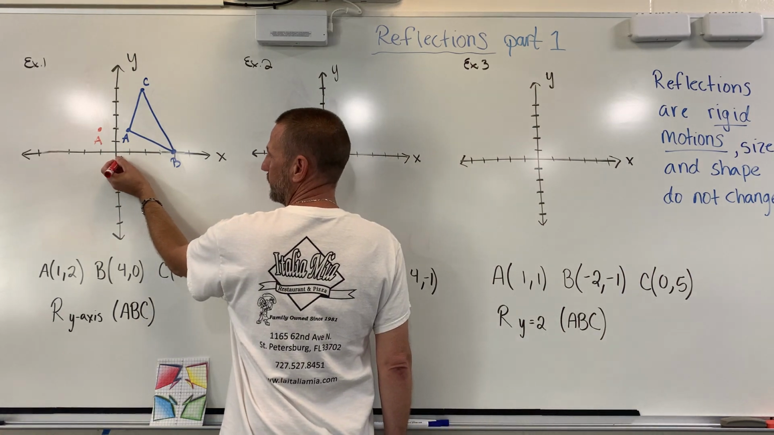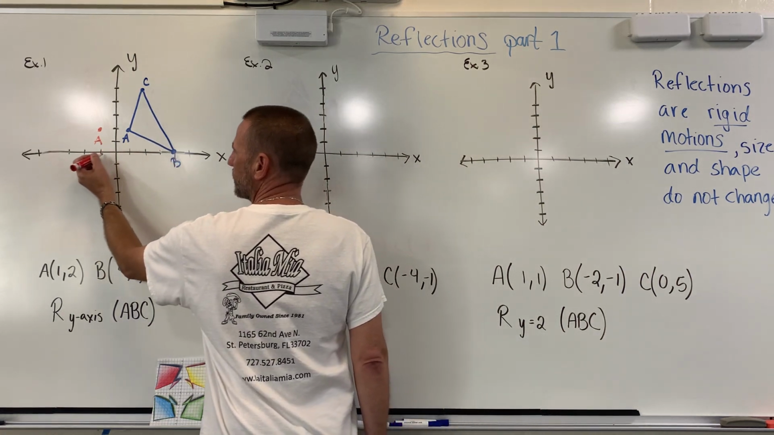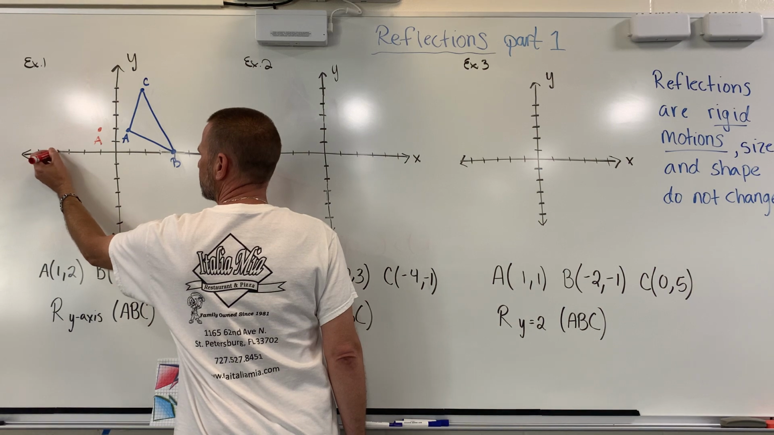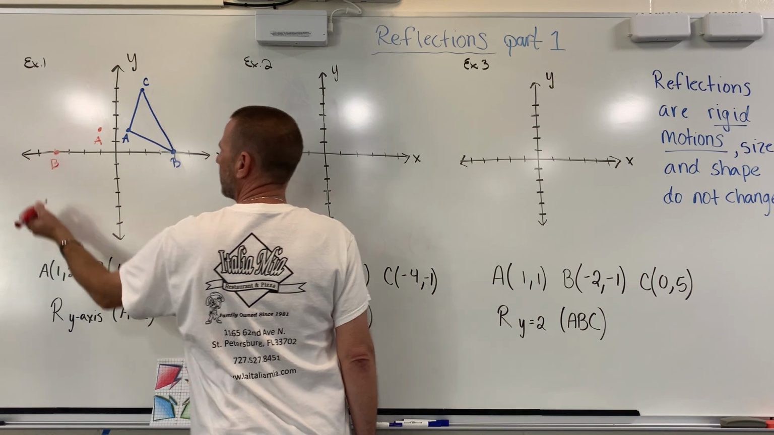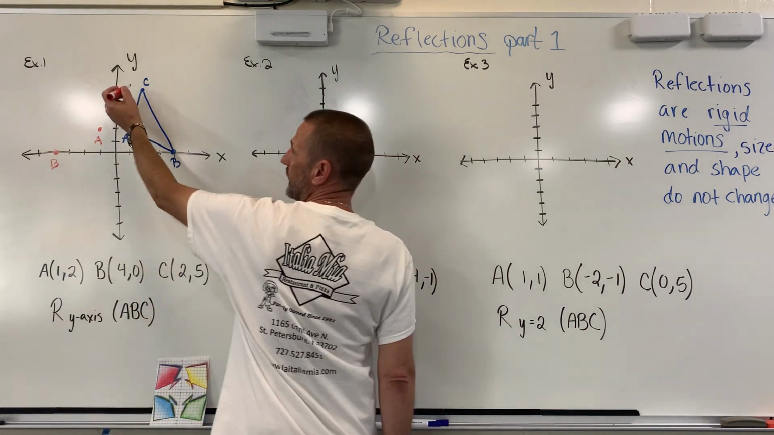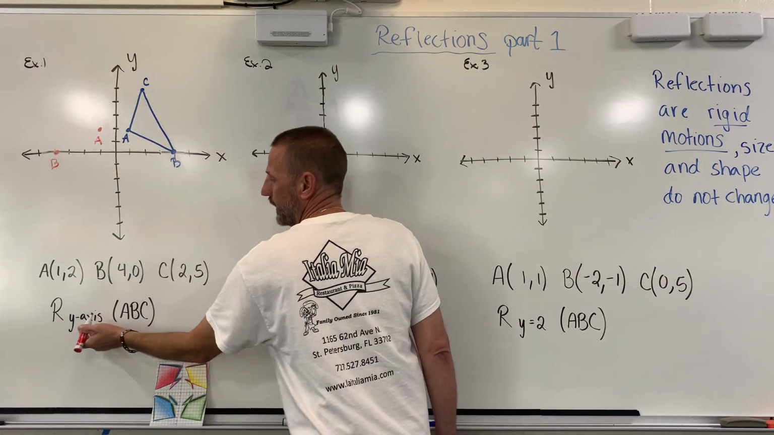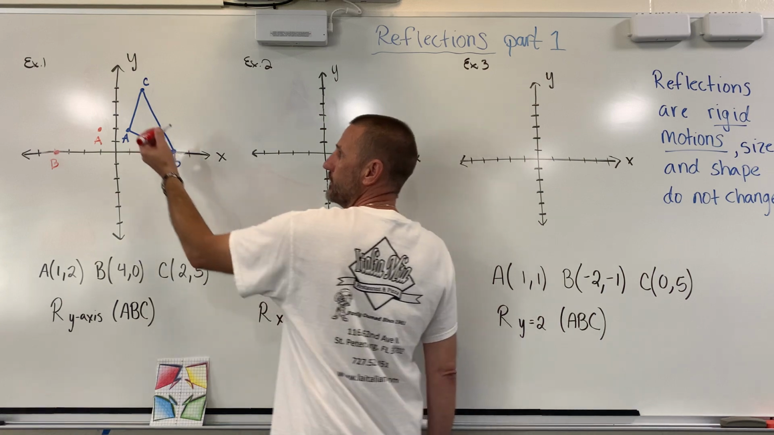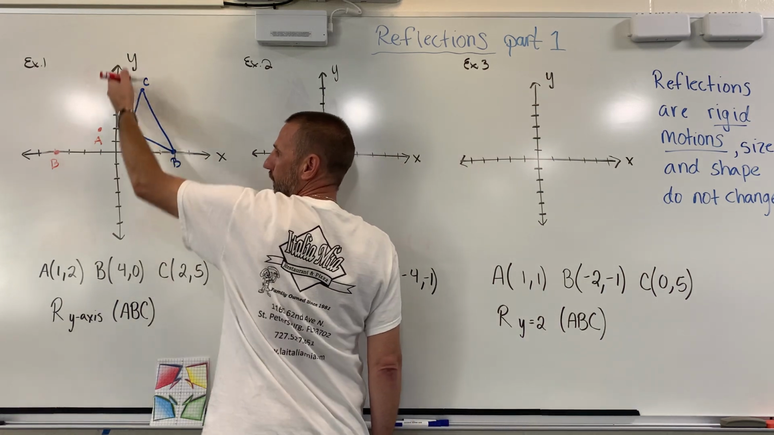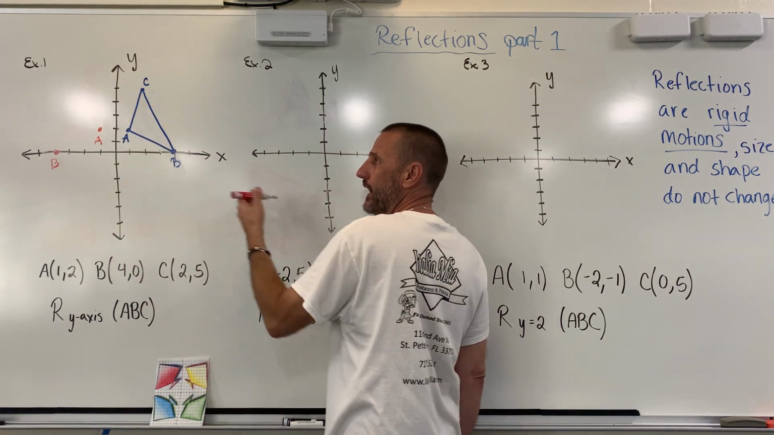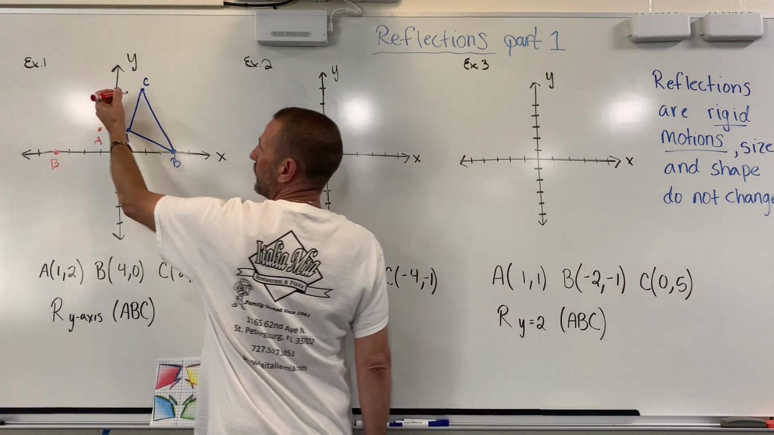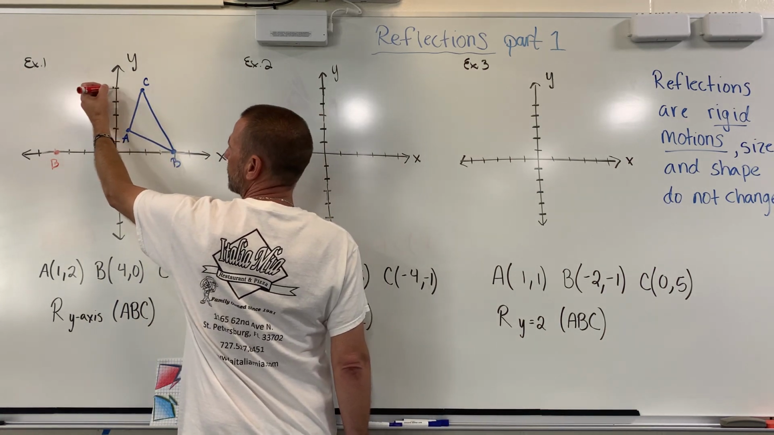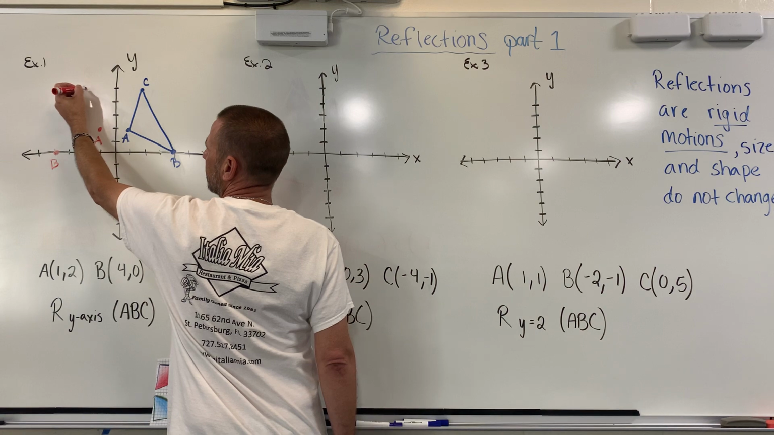B, for example, is 4 units to the right, so its reflection is 4 units to the left. And then C, again, we're always counting from the item that we reflect over. Because this line is a vertical line going up and down the page, we count horizontally, which means this case is 2 units to the right, so 2 units to the left.